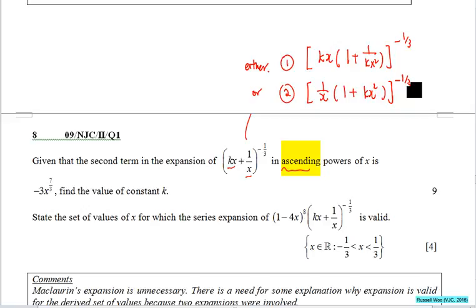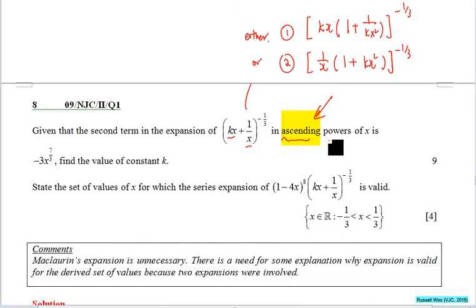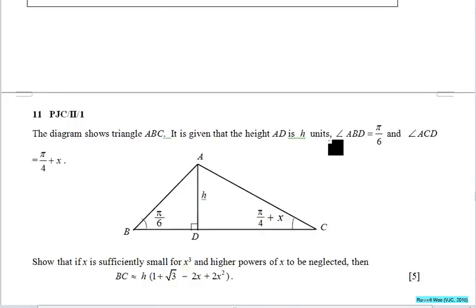You must make it 1 plus something. Now, there are 2 ways to do it. You can either factorize 1 over x or factorize kx. When I say either or, actually only one can get you the answer. Why? Because the question clearly specifies it must be ascending powers of x. You all go and think which one will get you ascending powers of x. Okay? Go and think, it's either one or two. One of it is right, one of it is wrong. Okay? Let's do question 11, which is the killer one.